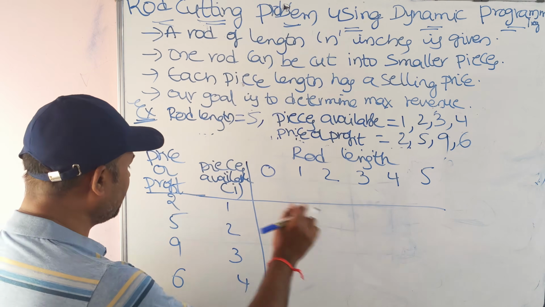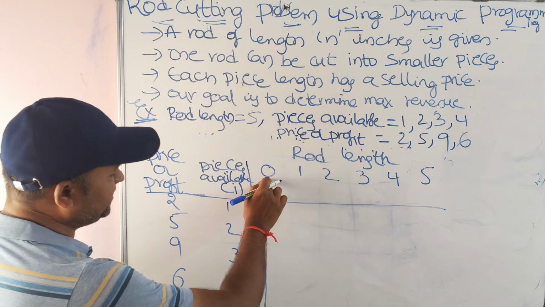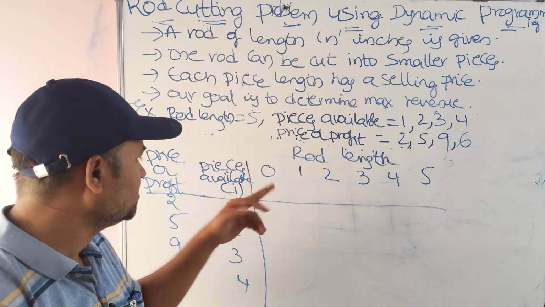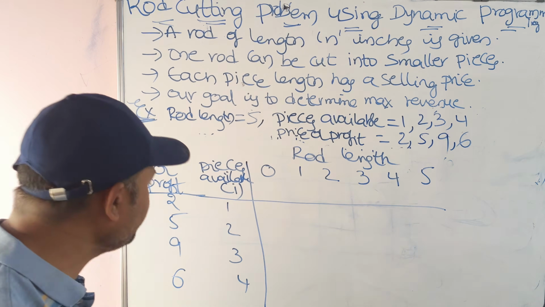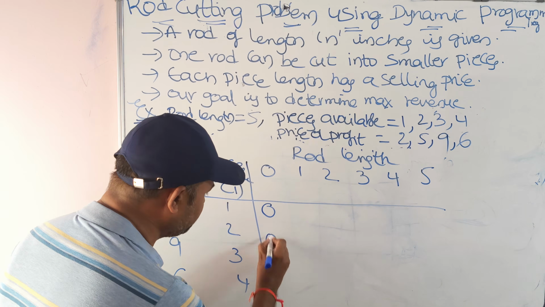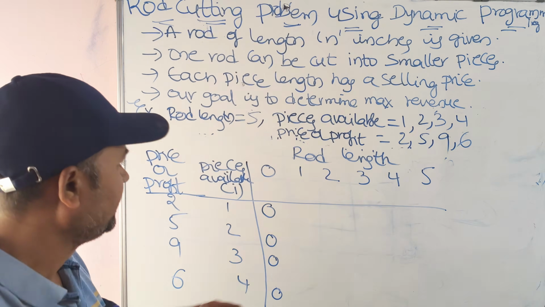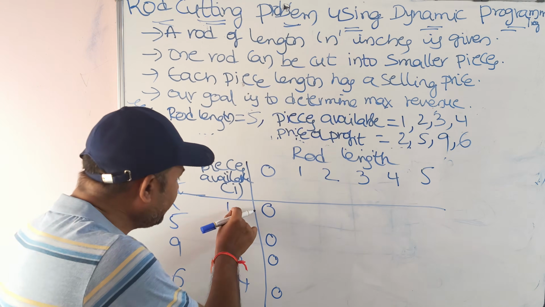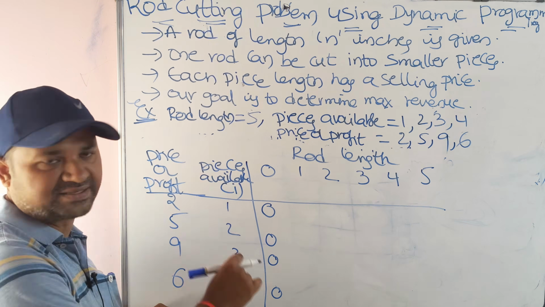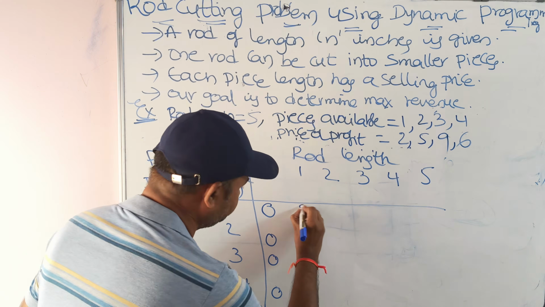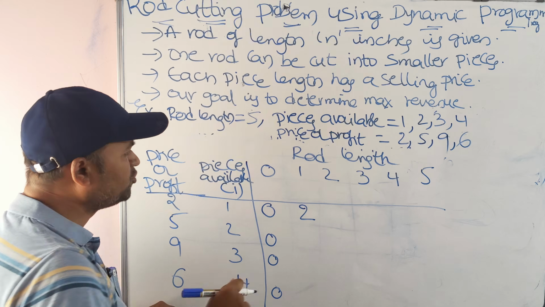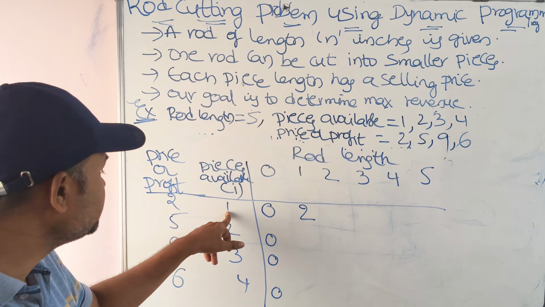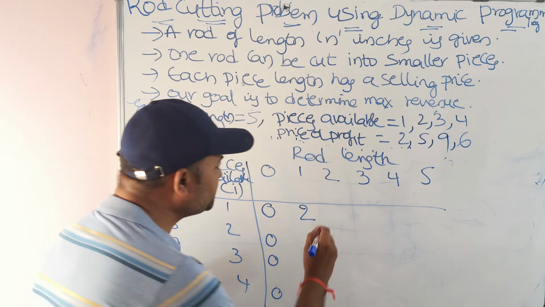Let us fill the first one. For 0, the length of the rod is 0. There is no 0-length rod, so we can't make a 0-inch rod with these pieces. So the revenue is all zeros. Next, the 1-inch rod. A 1-inch rod can be made with the help of the 1-inch piece, so we will get a profit of 2. Next, the 2-inch rod can be cut into two 1-inch pieces. For a 1-inch piece the profit is 2, so 2 plus 2 means 4.